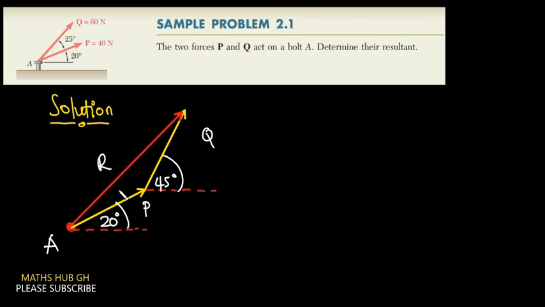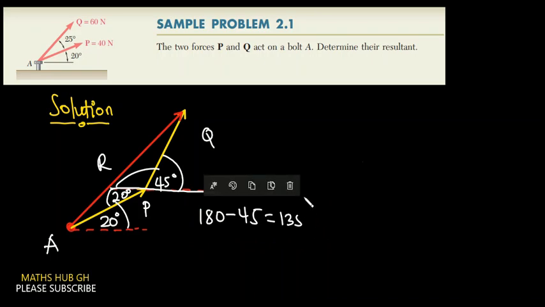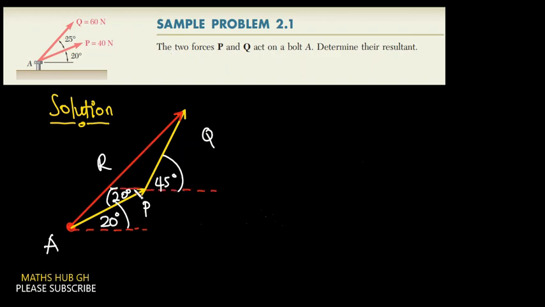So let's come back to the figure that we have drawn. From this point, if I extend this horizontal line here, you will see that we are going to have an angle of 20 degrees here because of the Z angle that we are going to have there. And then from there, let's find the value for this angle here. So we are going to have an angle on a straight line here. So subtracting 45 from 180 is going to give us a value of 135. So that tells us that this angle here is going to be 135 degrees.